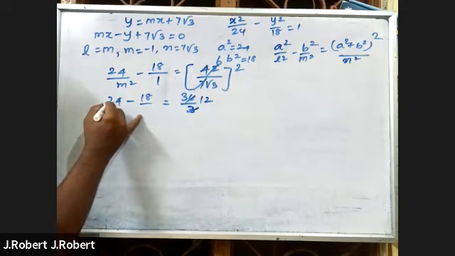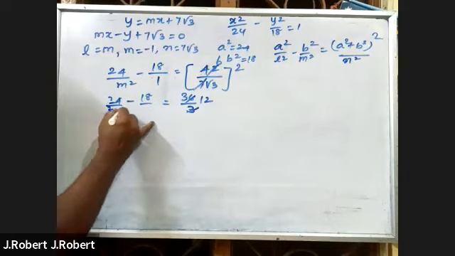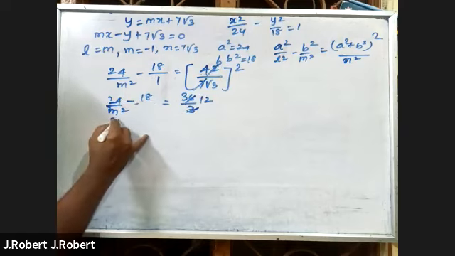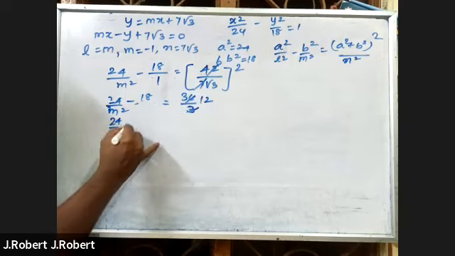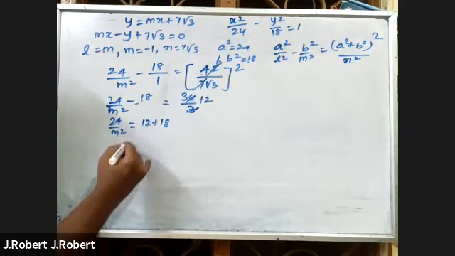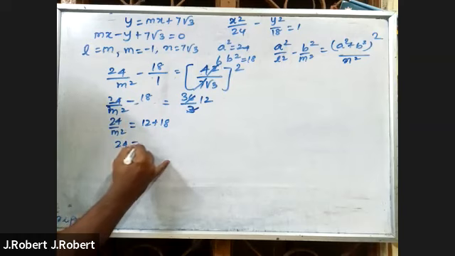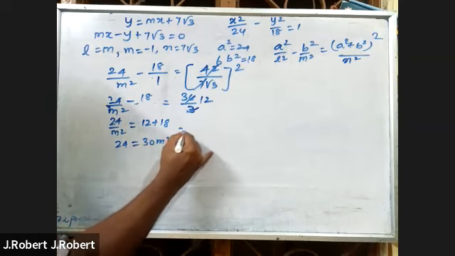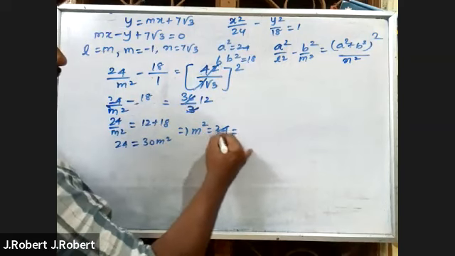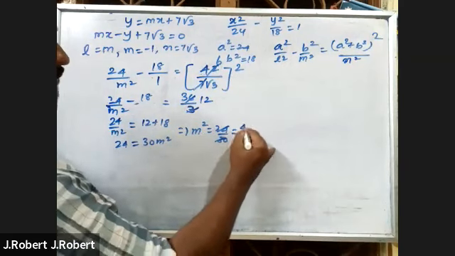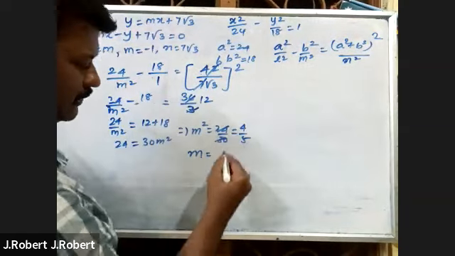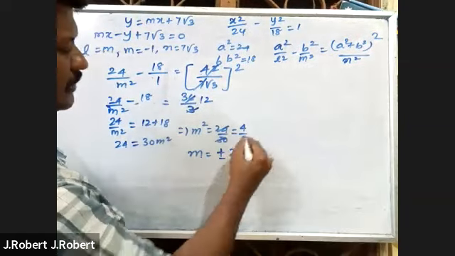நெக்ஸ்ட் இங்க பாருங்க 24 by m square minus 18 by 1. So 24 by m square இங்கே வச்சிங்க. இந்த 18 மட்டும் அப்படியே பண்ணா 12 plus 18, which is equals to 30. 24 equals to 30 m square, or m square is equals to 24 by 30. So 6 la it will go 4 times, it will go 5 times. M is equals to square root of 4 by 5. Plus or minus 2 divided by root 5.